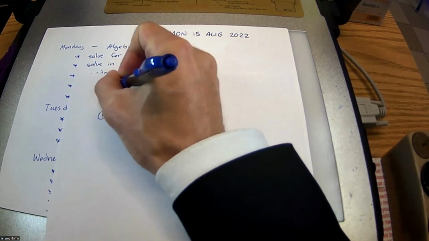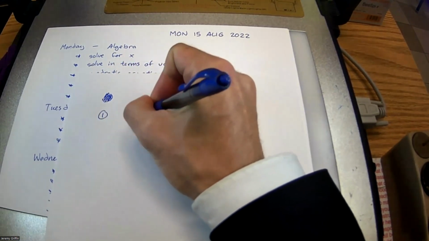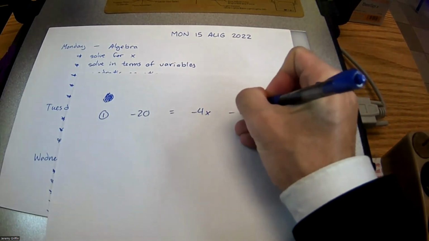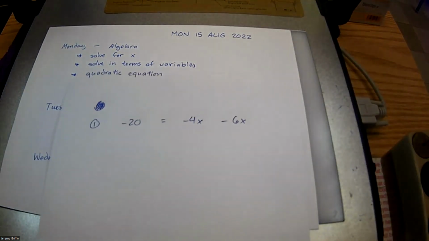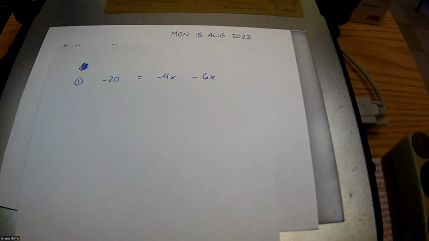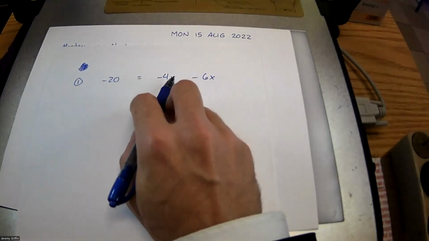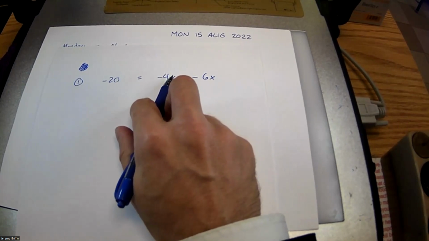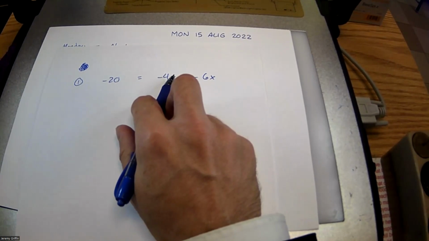Number 1. Okay. So number 1 says -20 equals -4x minus 6x. Okay. Now, usually in algebra, if you're solving for some unknown quantity, it's x. Little bit of history behind that. Do you guys know where algebra comes from? What region of the world? Middle East. Yeah.